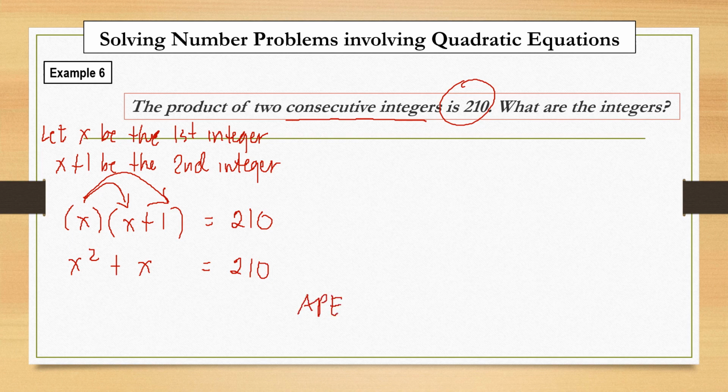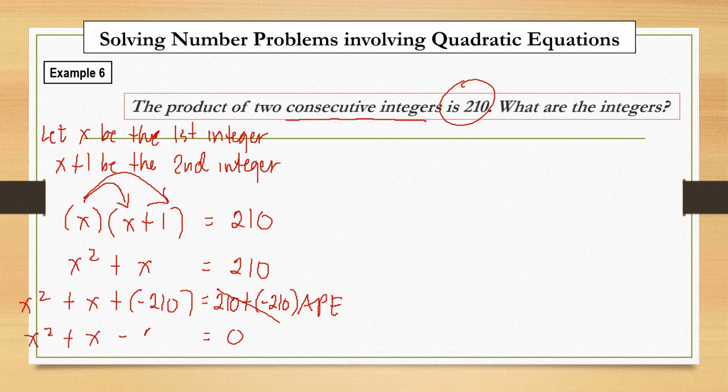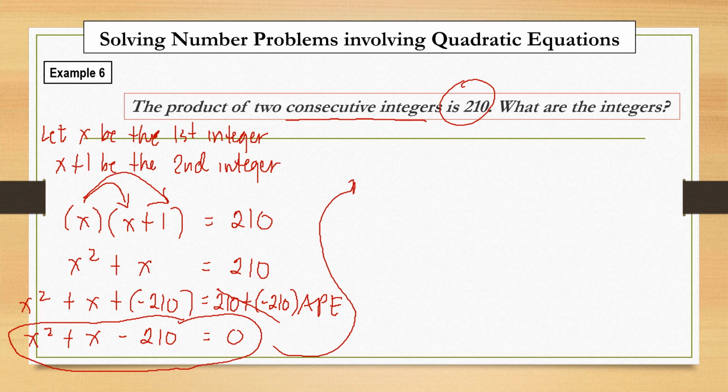Applying the addition property of equality, we have x squared plus x plus negative 210 is equal to 210 plus negative 210. We now have x squared plus x minus 210. This is now our quadratic equation in standard form. We can now solve it using the method of our choice. Okay, x squared plus x minus 210 is equal to 0.